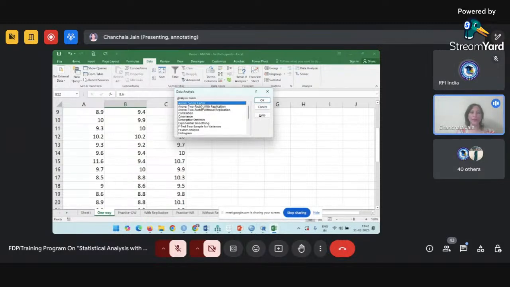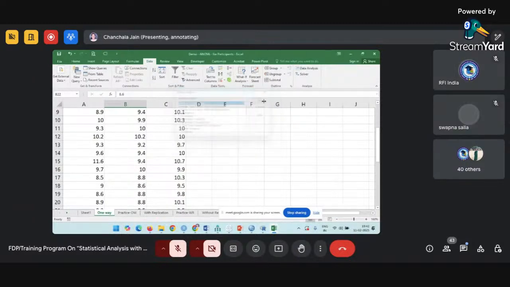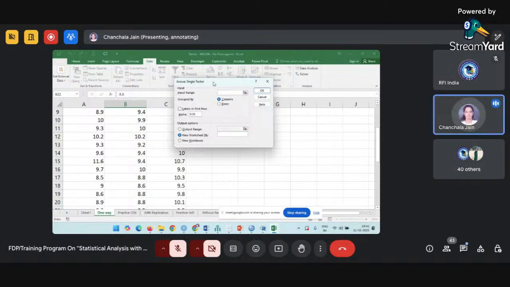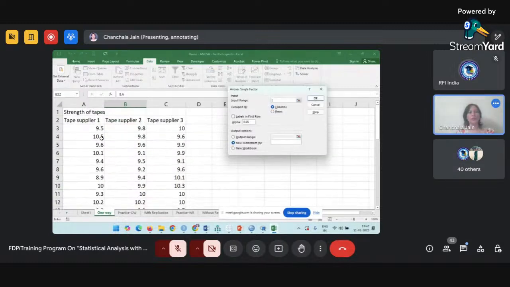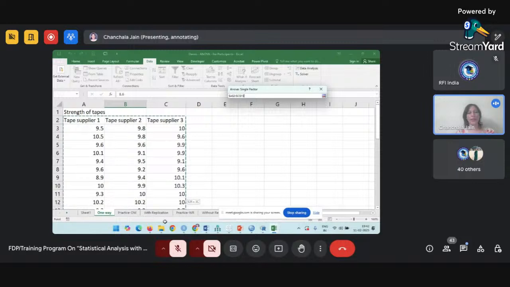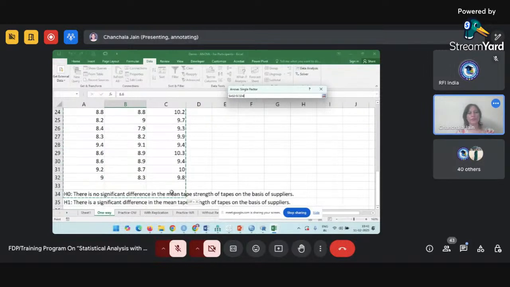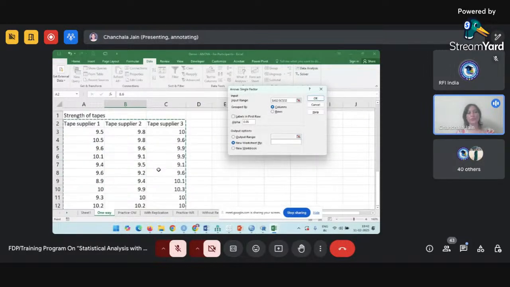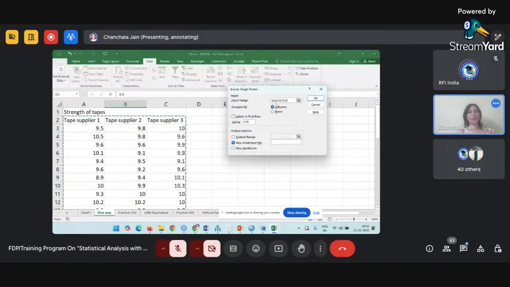Single factor meaning is one factor or one variable, one independent variable. Factor meaning is independent variable, right? You need to select this option. I hope you have seen. May I click on OK? Yes, ma'am. Here it is asking you to give the range of your data, right? So I am selecting the entire data points here, including the labels of the columns. So the range is A2 to C32.